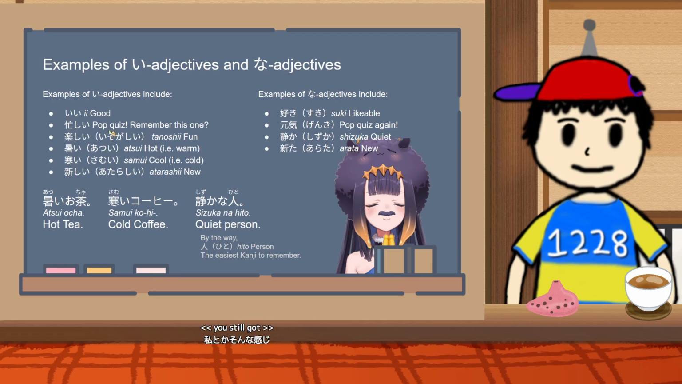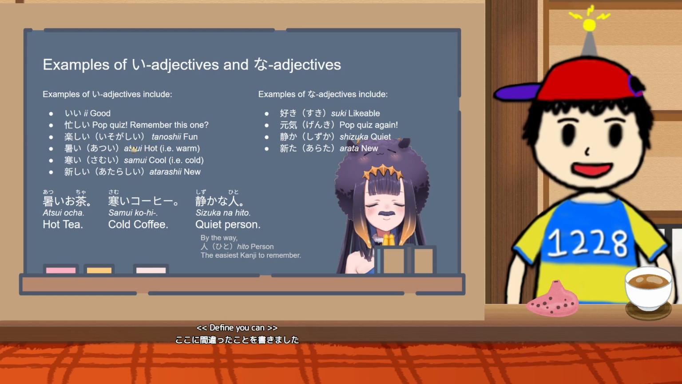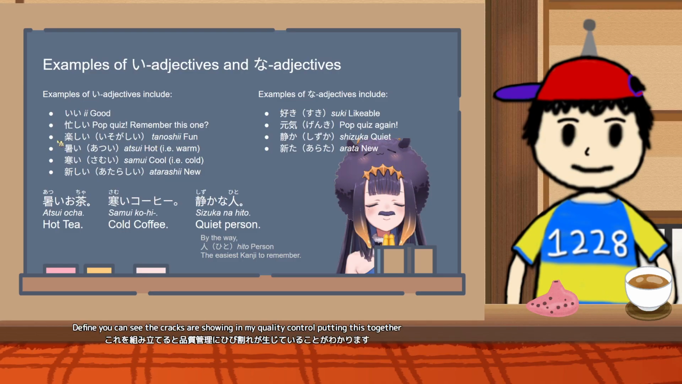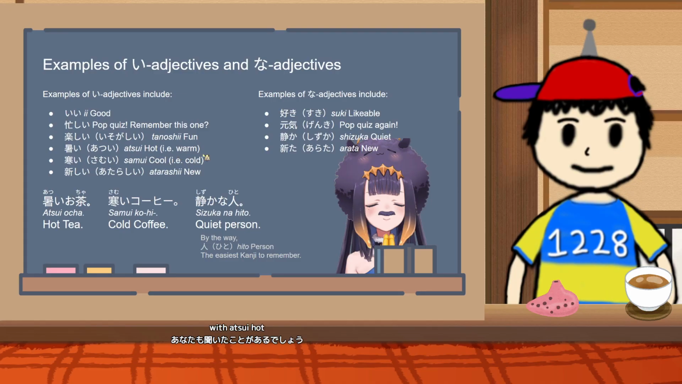Isogashi. Hey, we've used this one before. I'm sure you can figure out what it means. It's also an adjective. Tanoshi. I wrote the wrong thing here. That goes here. It's fine. You can see the cracks are showing in my quality control putting this together. It's fine, don't worry about it. Tanoshi means fun. I'm sure you've heard that one too. Along with atsui, hot, like warm, temperature hot. Samui, cold. And atarashi, meaning new.